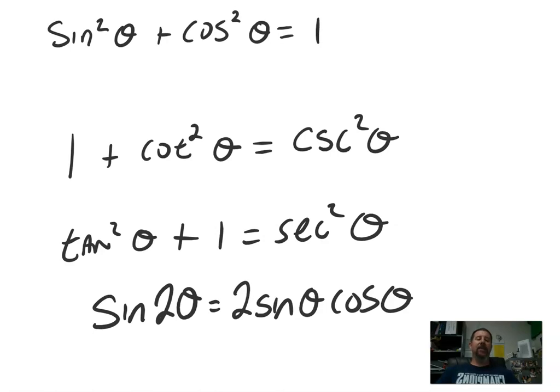Anything else, they'll either give you if you needed it, which is not very often, or just know that you can go and look it up. Okay. If you need other trig identities, you can either look online and find them. Just Google trig identities, or if you look in the front or back of your book, I believe you will also be able to find them there.